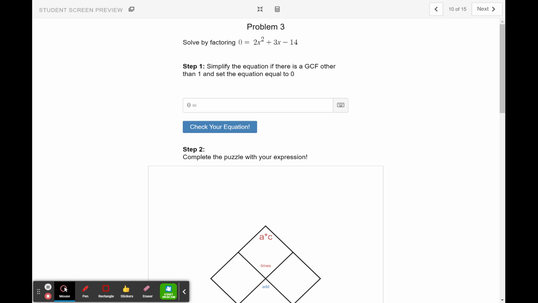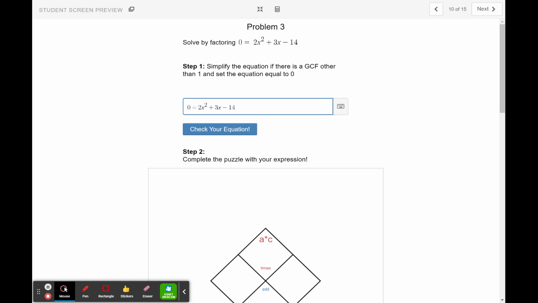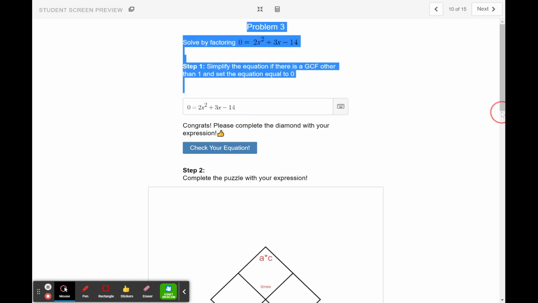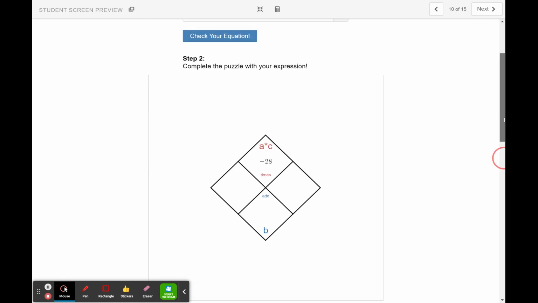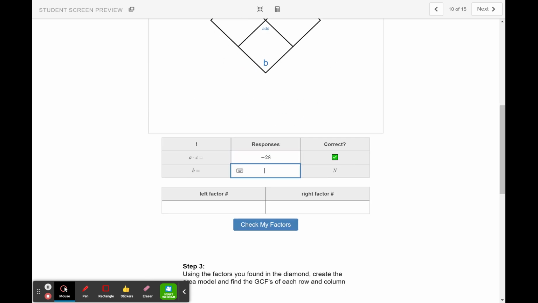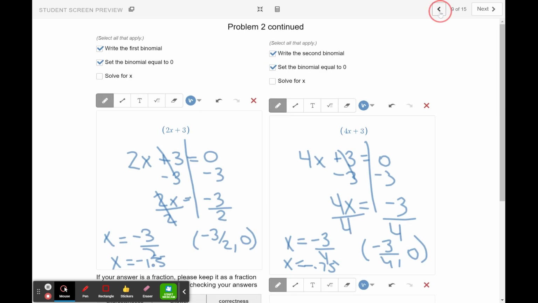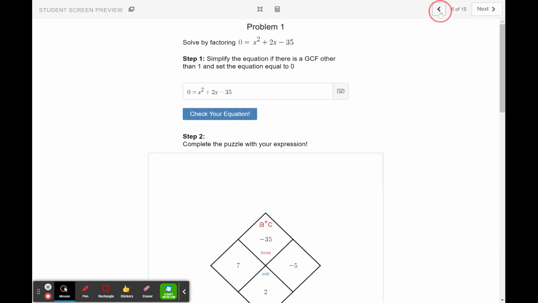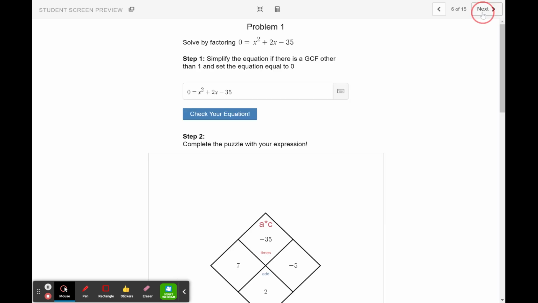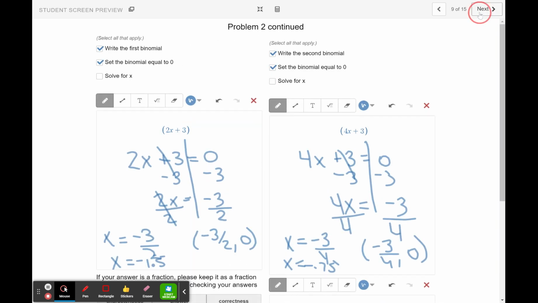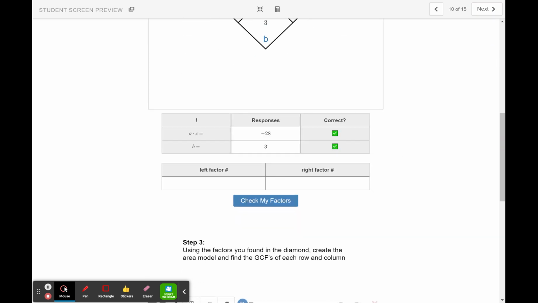All right, GCF of 2x squared plus 3x minus 14. That is still a 1, so we're good there. 2 times negative 14 will get you negative 28. Your b value here was a positive 3. So go to 28. The only combination that would be close to 3 is 4 and 7. I have to make one of those negative. 4 and 7.